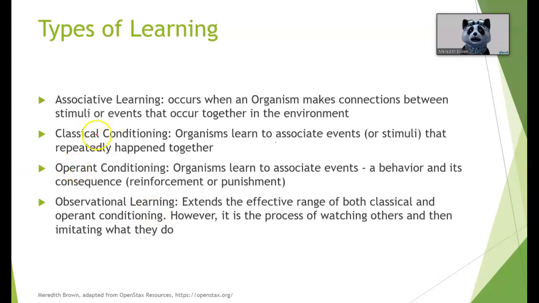So let's look at some of the types of learning. One type of learning is associative learning. This occurs when an organism makes connections between stimuli or events that occur together in an environment. Classical conditioning is when organisms learn to associate events or stimuli that repeatedly happen together, okay? So when things are happening together, we learn to associate those events. Operant conditioning, organisms learn to associate events as well, a behavior and its consequences, reinforcement or punishment.